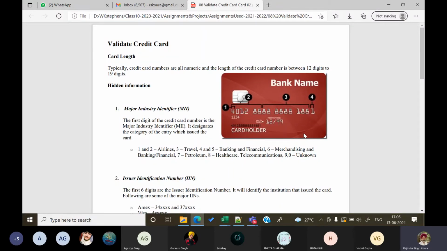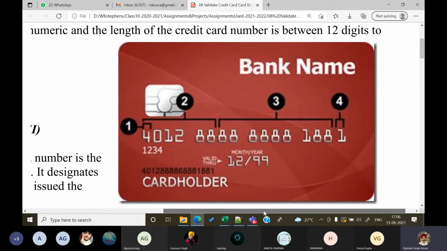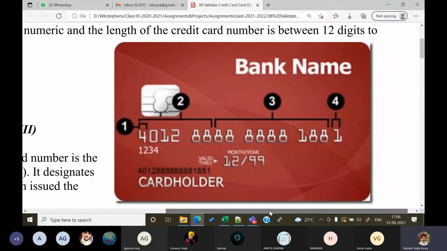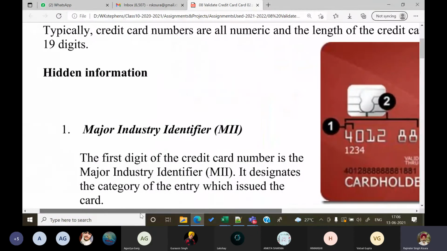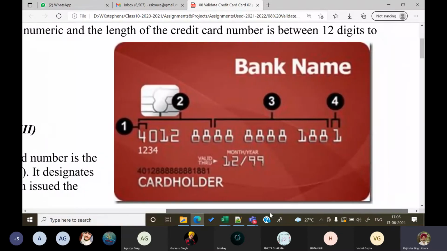Now let me just enlarge this. As you can see, this is a 16-digit credit card, and as my project's description says, the credit card number length is between 12 and 19 digits. It can be 12 digits also. You know that American Express cards have fewer digits. This is basically an ICICI or HDFC card. They are 16 digits, but this can go up to 19 digits also.